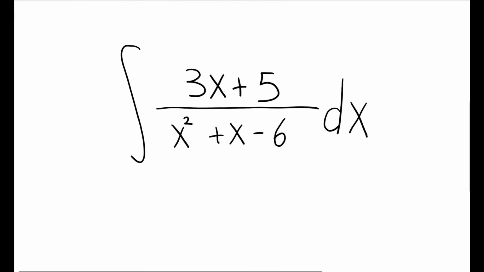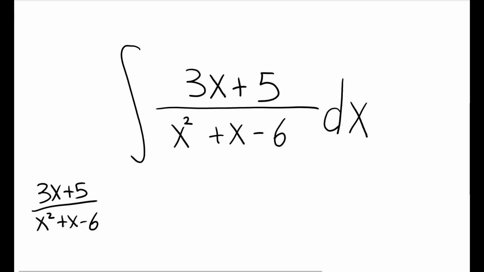Over here, we have the integral of 3x plus 5 over x squared plus x minus 6 dx. And partial fraction decomposition is exactly what it sounds like. We want to decompose a fraction into parts. And in this case, our fraction is 3x plus 5 over x squared plus x minus 6.